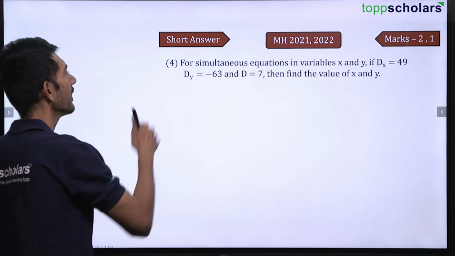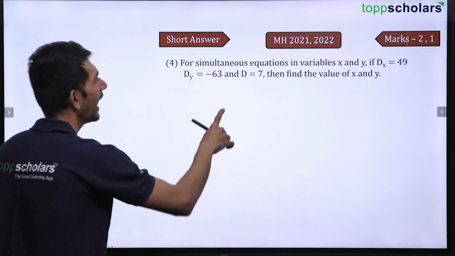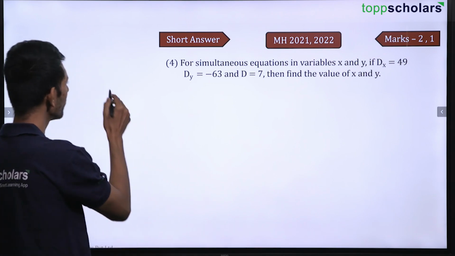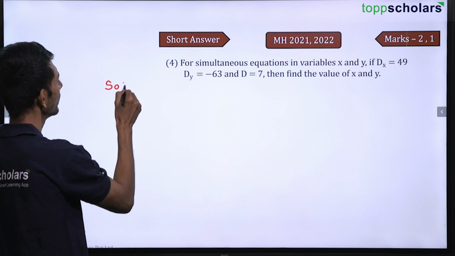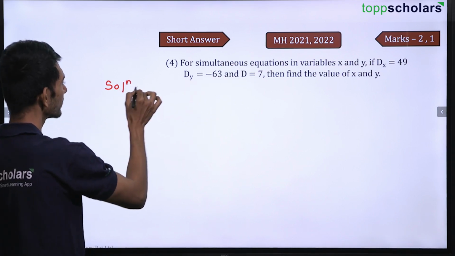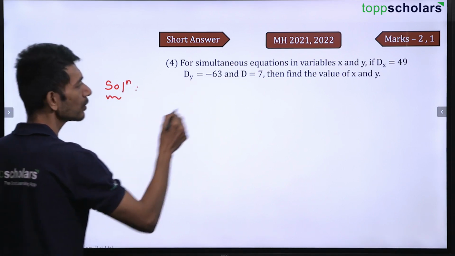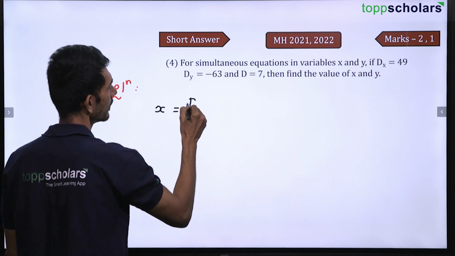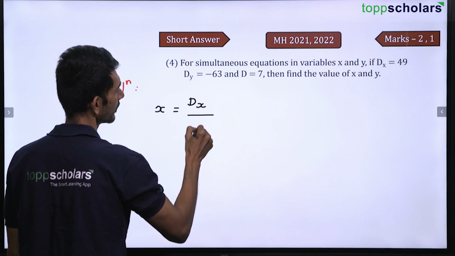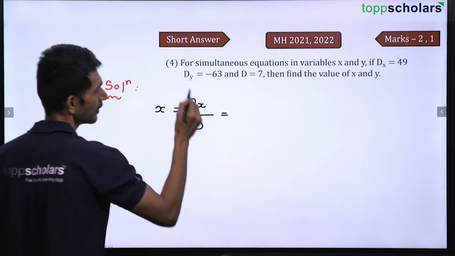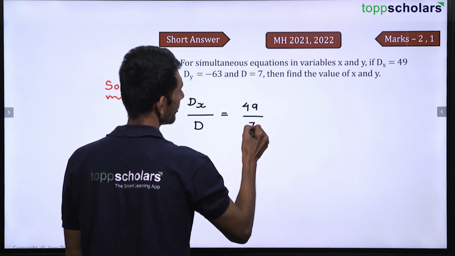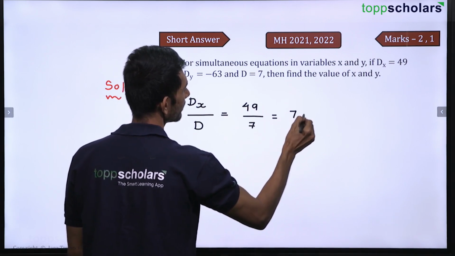Now the question says, for the simultaneous equations in variables x and y, if dx is 49, dy is minus 63 and d is 7, then find the value of x and y. It's a very simple and straightforward question, and it is asked for 2 marks. We know that x is given by dx by d, which is equal to 49 by 7. 49 divided by 7 is 7.